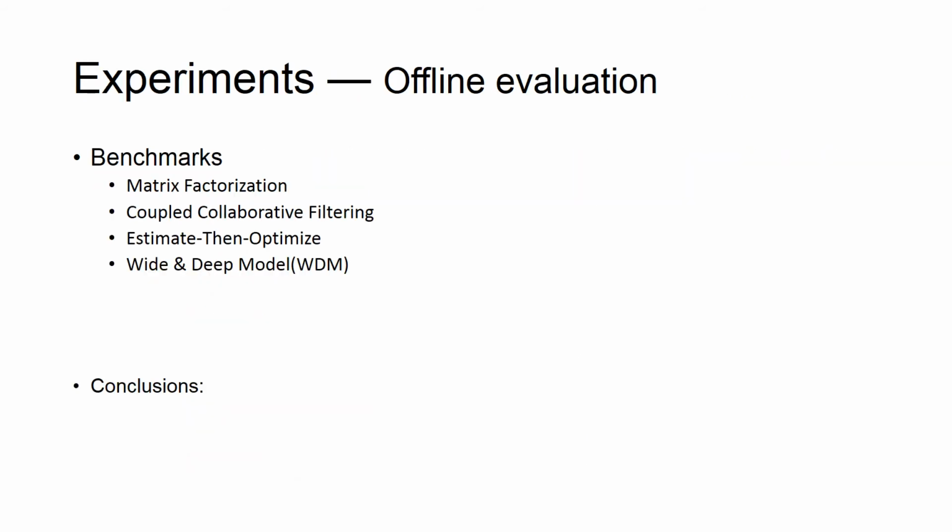Now let's discuss experiments. We conduct offline evaluation and online evaluation to validate our approach. We have 4 benchmarks. The first one is matrix factorization. The second one is collaborative filtering. The third one is estimate then optimize. Actually, it's a variant of our approach. Our approach is estimate while optimize. The last one is a wide and deep model.